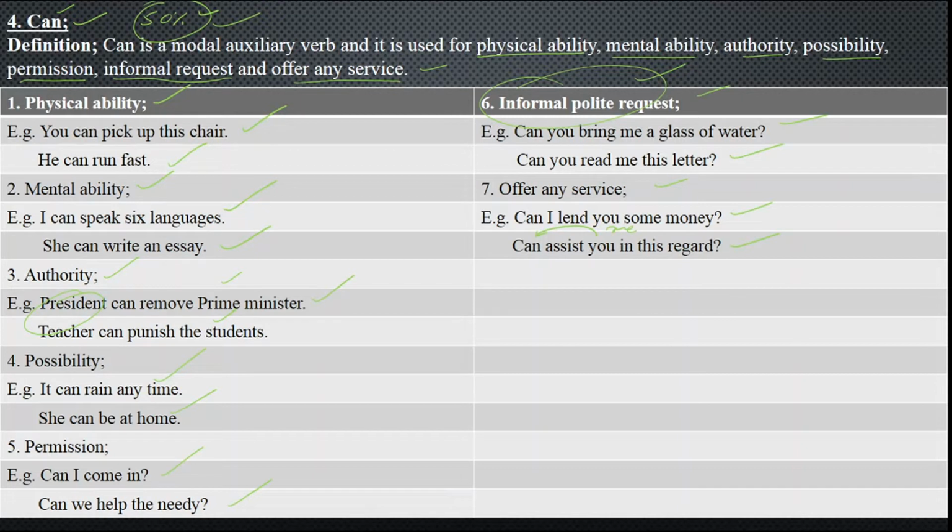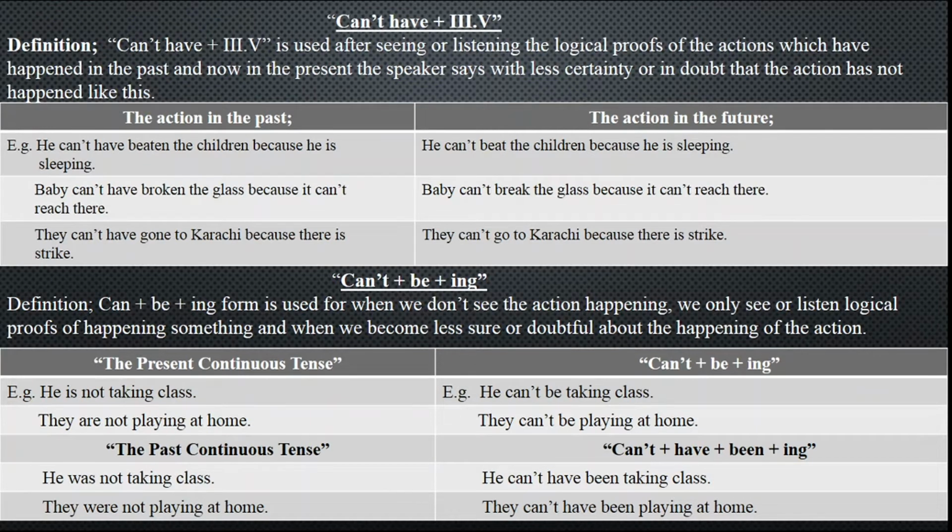And now we are going to discuss the next activity about the modal auxiliary verb, which is used in different structures. So let's begin the next slide. Can't have plus third form of the verb. Where do we use this structure? Keep in your mind the structure when you formalize any modal auxiliary verb. Can't have plus third form of the verb is used after seeing or listening to logical proofs.